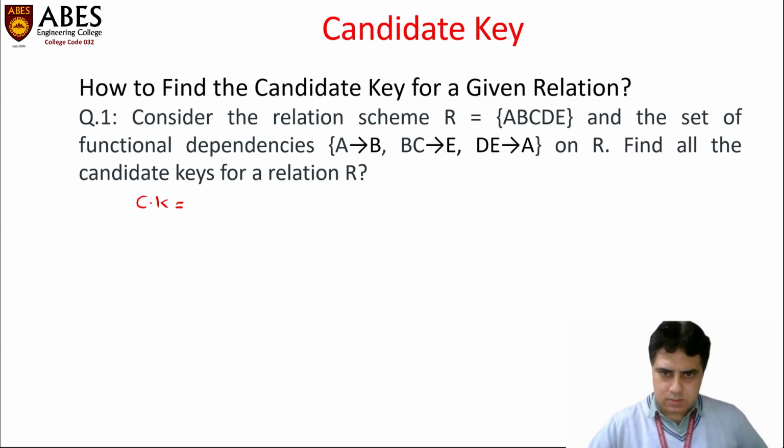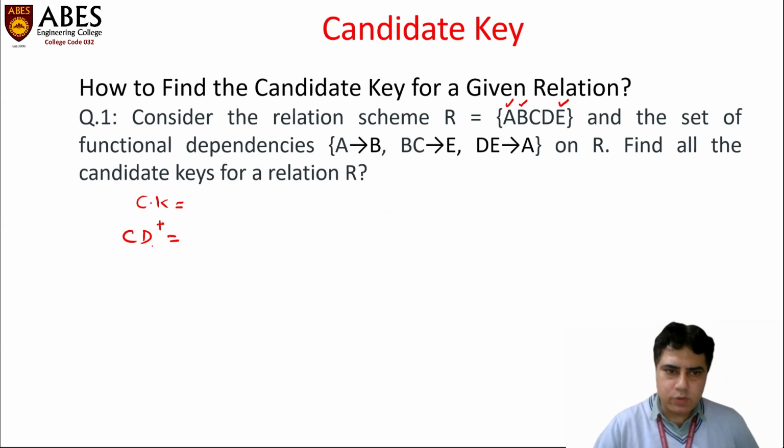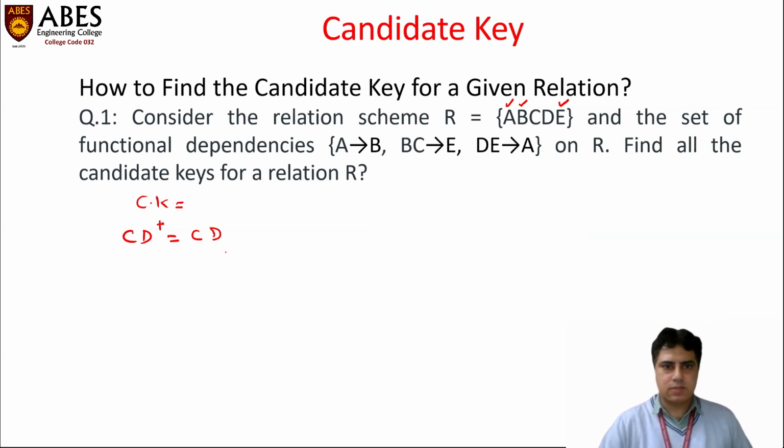So let us follow the same trick. From the right hand side, the available attributes are B, E, and A. The missing attributes are C, D. Now try from this set CD. Now take the attribute closure of CD. We can determine C, D. From the CD, we cannot determine anything else.